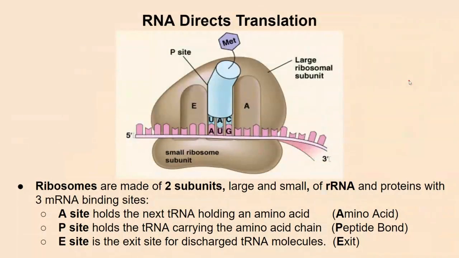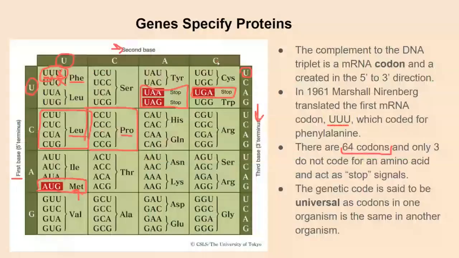Now, let's talk about the ribosomes. We have the small subunit and the large subunit. Those subunits are separate, and they will assemble around the start codon AUG. And then the specific tRNA that is carrying methionine, there's only one. If we go back and look at this chart, there's only one that codes for methionine, which is AUG.